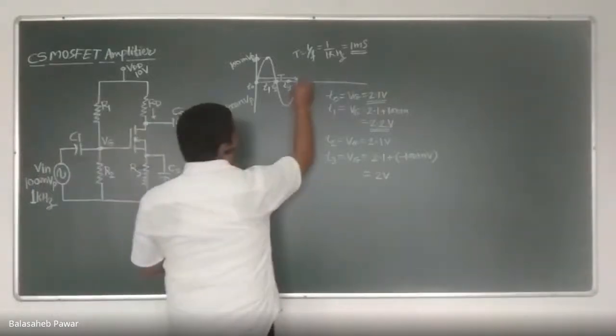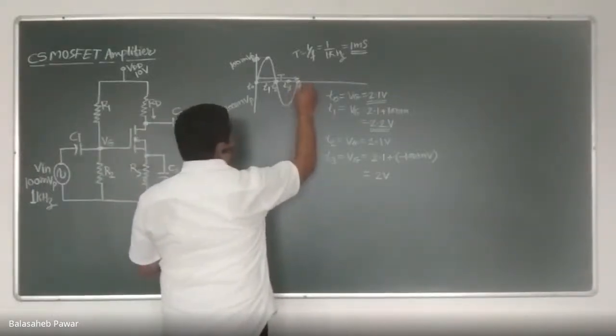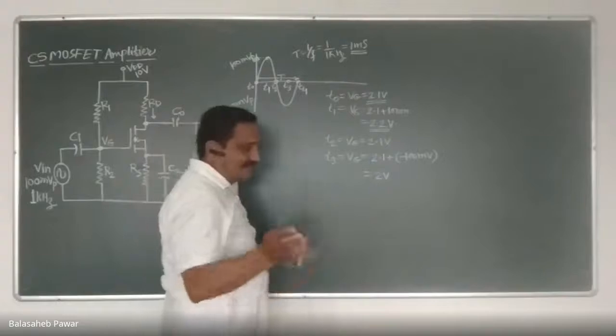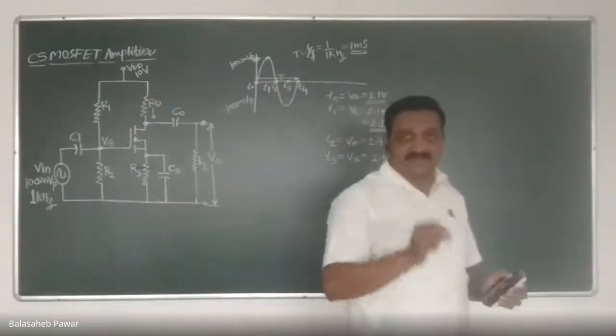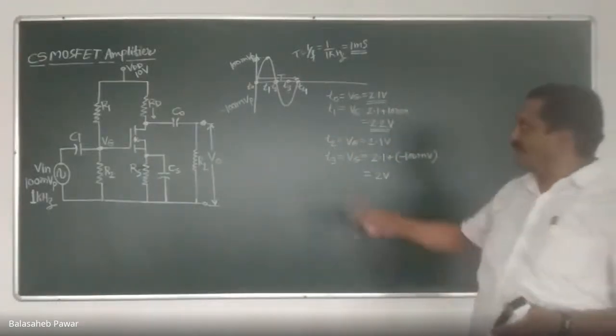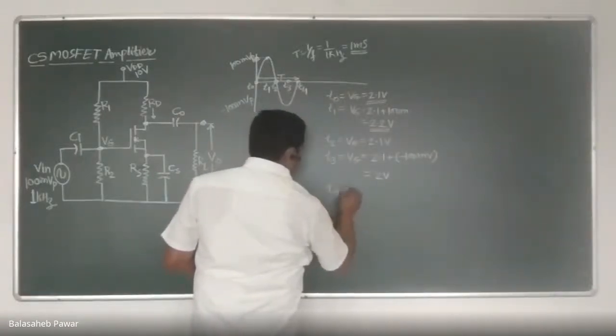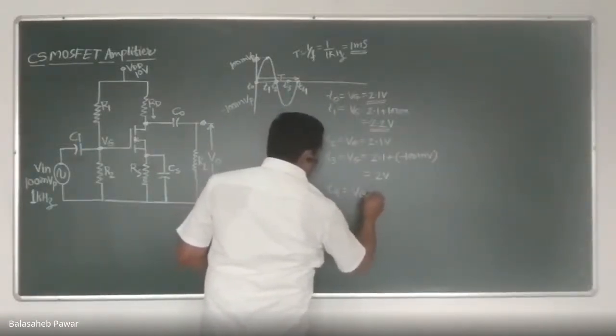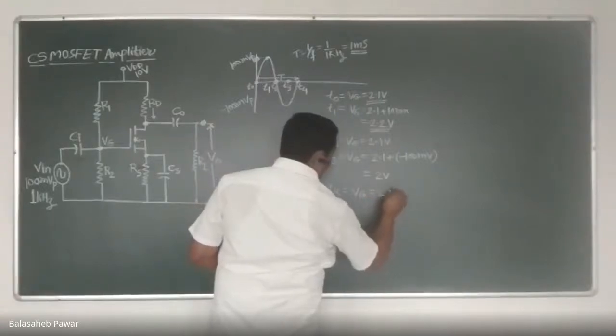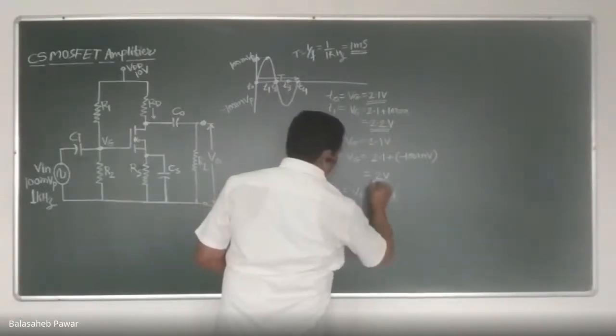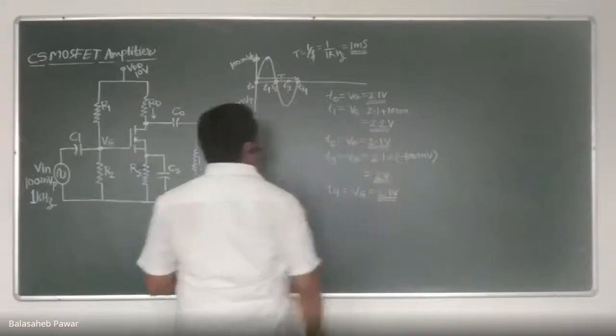Again, at T equals T4, that input signal will come back to its zero level. So at T4, how much will be the value of VG? Again, it will become 2.1 volts. Right?